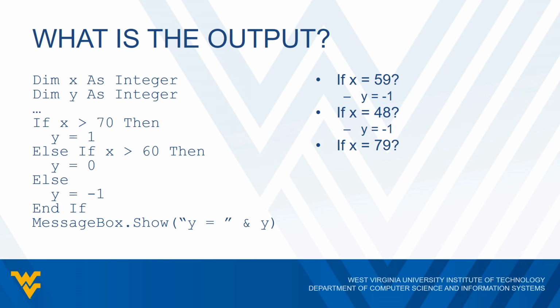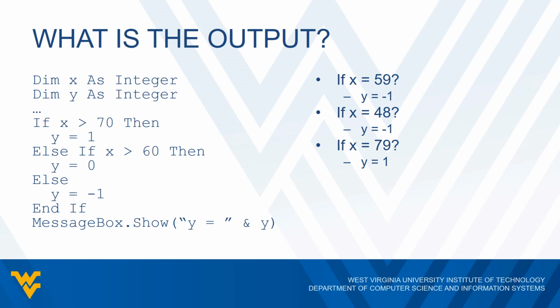Okay, so what about, let's say x is 79. What would our output be in this case? So here we'll compare 79 with 70, and 79 is greater than 70, so that condition is true. So we're going to go into the then portion and set y to 1. Therefore, our output is going to be y equals 1.